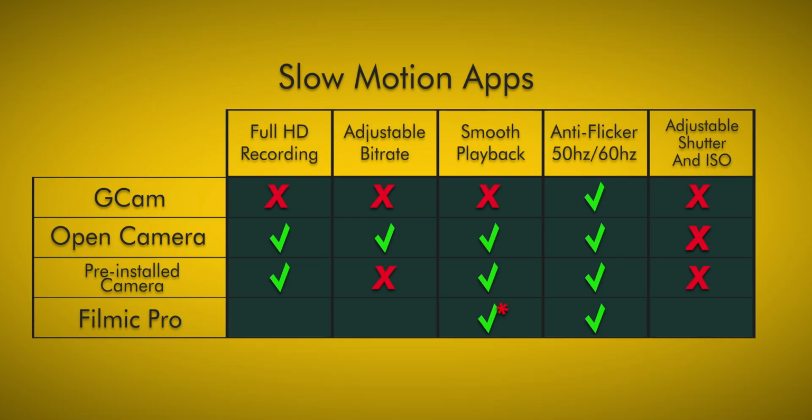I think Filmic Pro does come out on top since it films in full HD with higher bit rates than the other cameras, and it has an adjustable shutter speed, even though that feature is a bit buggy on the Poco F3. 3 things to note.